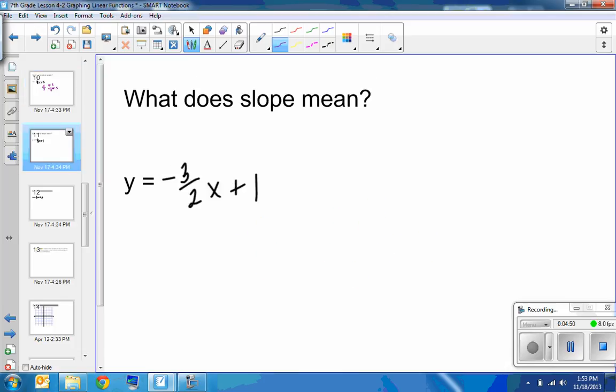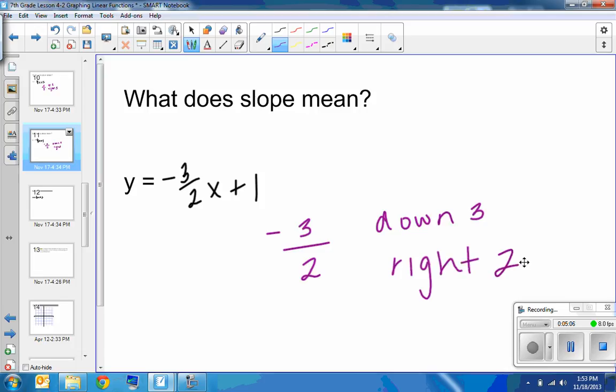So let's look at this one. Our slope is -3/2. Remember, we never write our slopes as a mixed number, always as an improper fraction. So this means down 3 to the right 2.